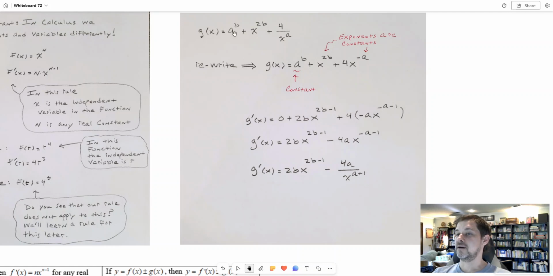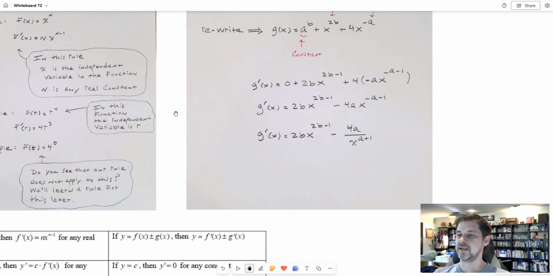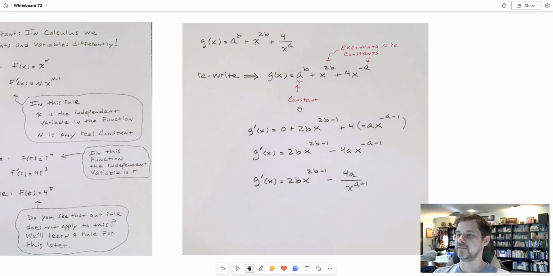If a is a constant on its own, and if b is a constant on its own, then a to the power b is a fixed number. It's also a constant. So that entire term is a constant, and its derivative is 0, because the derivative of a constant term is 0. I carry down the plus. The rules say I can carry down a plus or minus in my work of finding the derivative. I carry down the plus.